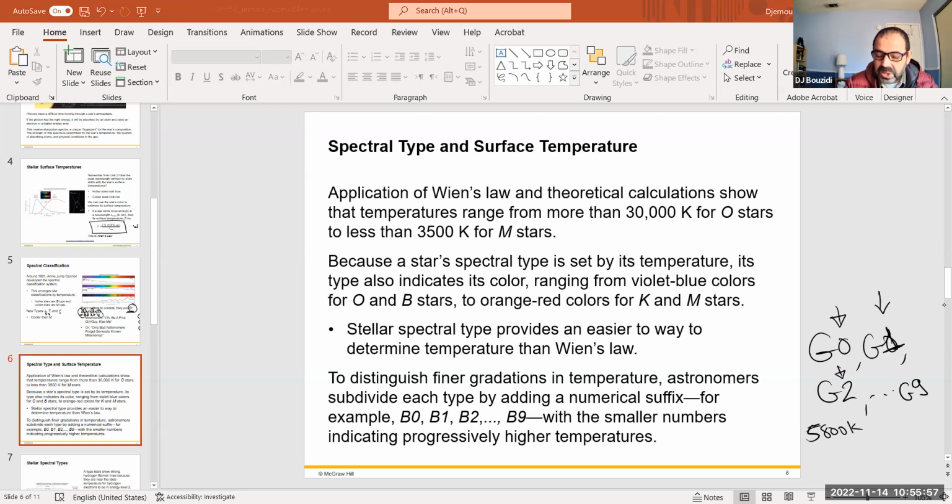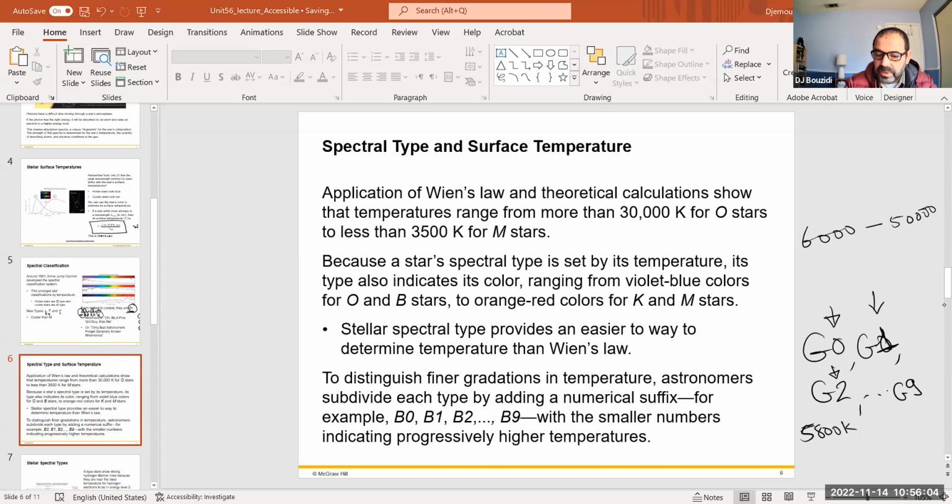The G classification starts from 6,000 Kelvin all the way to 5,000 Kelvin. And the sun is not 50,000, it's 5,000. The sun is somewhere in between, but closer to the 6,000. It's a G2 star because 6,000 would be G0, G1 would be 5,900, and G2 would be 5,800, all the way to 5,000 Kelvin, which is a G9. So that's basically how to start.